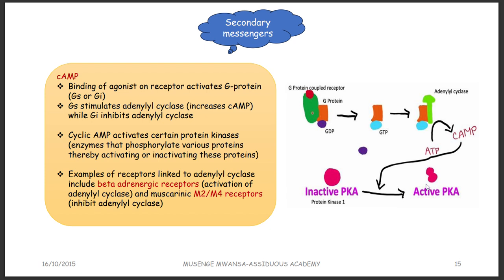cAMP can now activate protein kinase A, and what it simply does is that it will add the phosphate to protein kinase A, thereby activating it. Protein kinase A now can carry out different functions. Examples of drugs that have got cAMP as a second messenger include the beta adrenergic receptors and the muscarinic receptors.